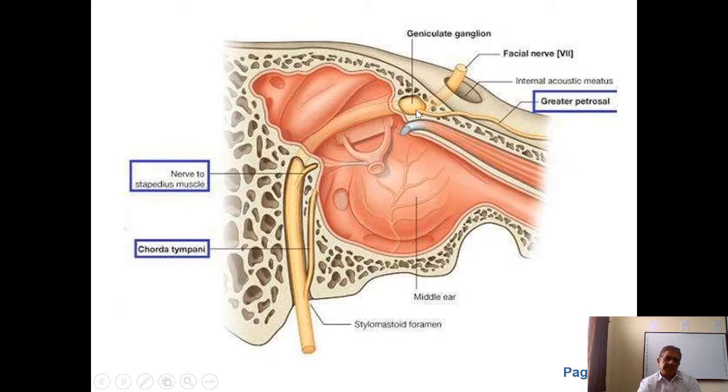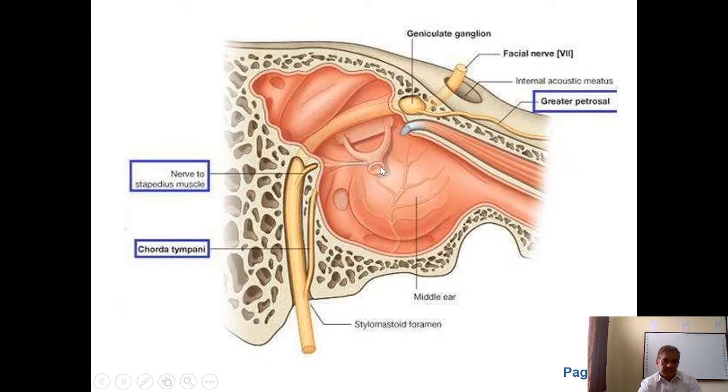Then there is something which is in the bone itself. As the facial nerve is traveling in the middle ear cavity, the first branch that it gives is the nerve to the stapedius muscle. This is the stapedius muscle, which is in the pyramid, small, comes out through that pyramid and then is inserted into the neck of the stapes. Okay, that is the neck of the stapes.